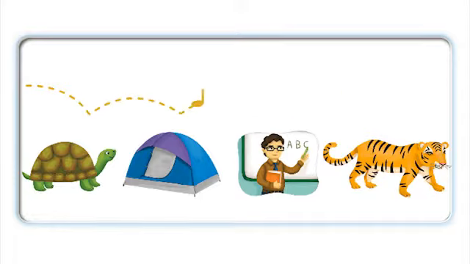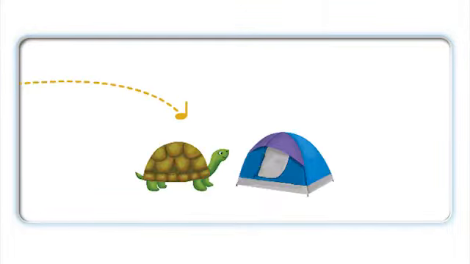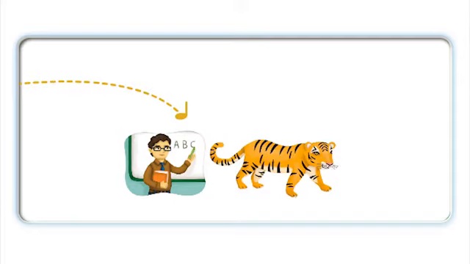Turtle, tent, teacher, tiger. Turtle, tent, teacher, tiger. That is my turtle. That is my tent. That is my teacher. That is my tiger.